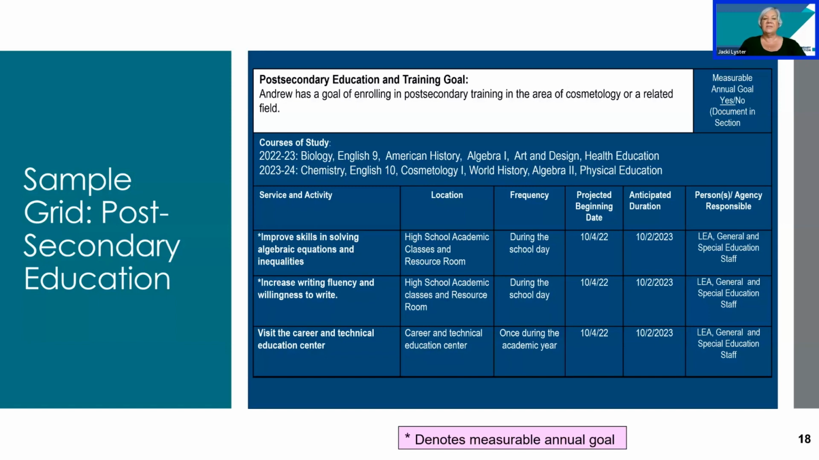So we see a skill deficit in solving algebraic equations. Therefore, we've included a service to build those skills. And the same is true for increasing writing fluency and the willingness to write. These will both have measurable annual goals attached to them, as we've seen a skill deficit identified by assessment. And finally, we see an activity to visit the Career and Technical Education Center because this is where he thinks he wants to go. This would be an activity noted in the transition grid.